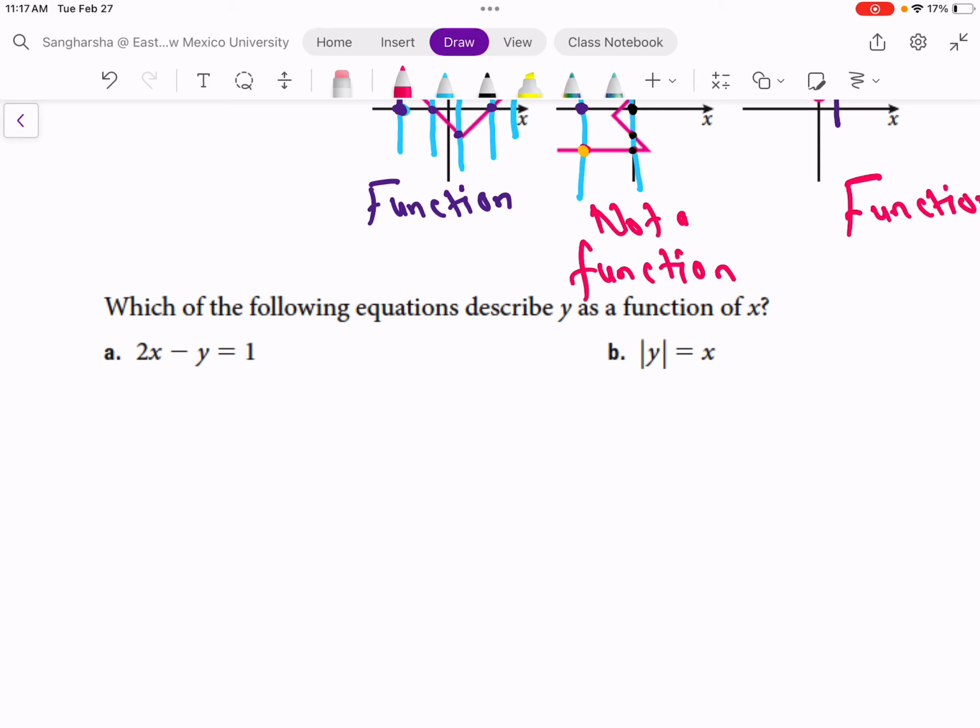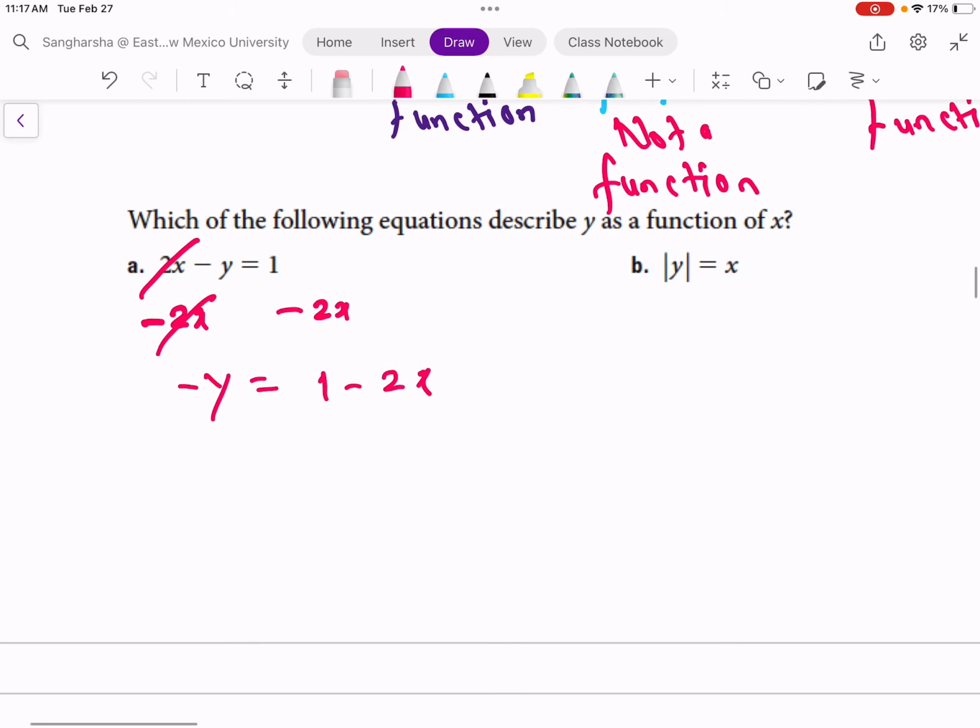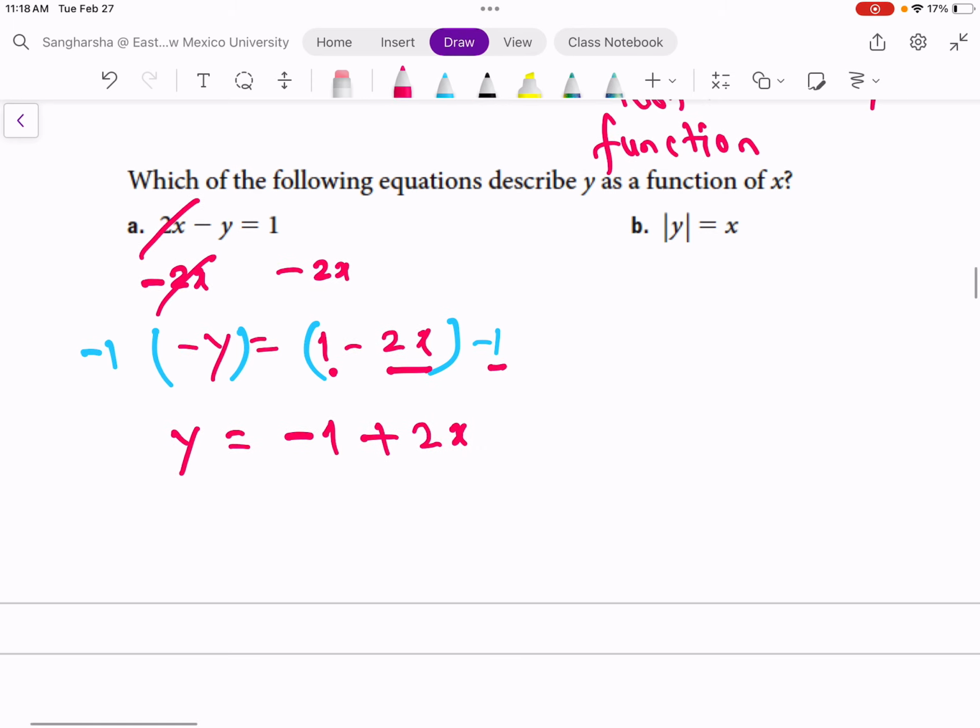So we have this equation 2x minus y equals 1. Let's solve it for y. We subtract 2x on both sides, so this cancels, and we have negative y equals 1 minus 2x. To get rid of the negative, we multiply both sides by negative 1. Negative 1 times negative y is positive y, equals negative 1 times positive 1, which is negative 1, and negative 1 times negative 2x, which is positive 2x. So we have y equals negative 1 plus 2x. This is the equation now. Is this equation a function or not?